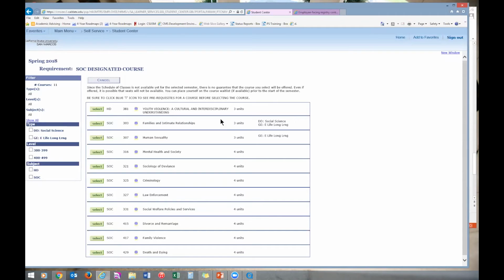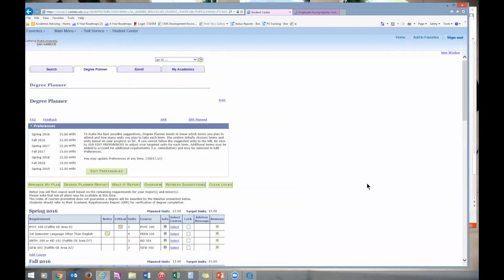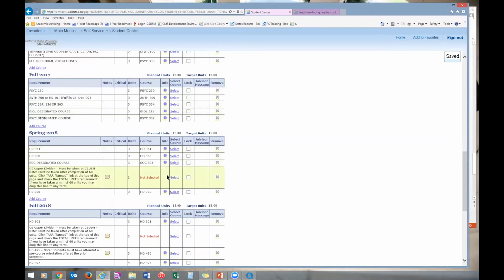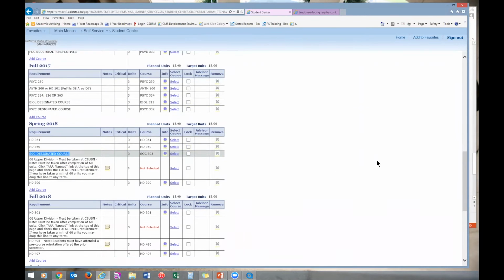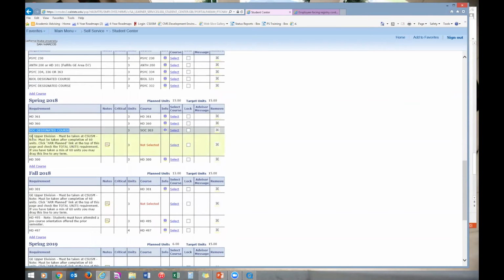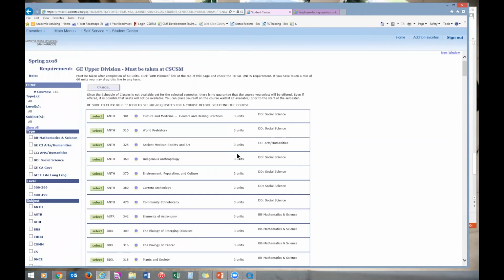Now I want to show you something. If she chooses Soc 303, this also fulfills DD, but she's choosing to take it for her major. So now her Soc 303 is in here for her major, okay? So if she goes to upper division general education, and these are your upper division social science, which is DD, upper division science, which is BB, and your upper division humanities, which is CC. Don't forget, she took Soc 303 for her major.